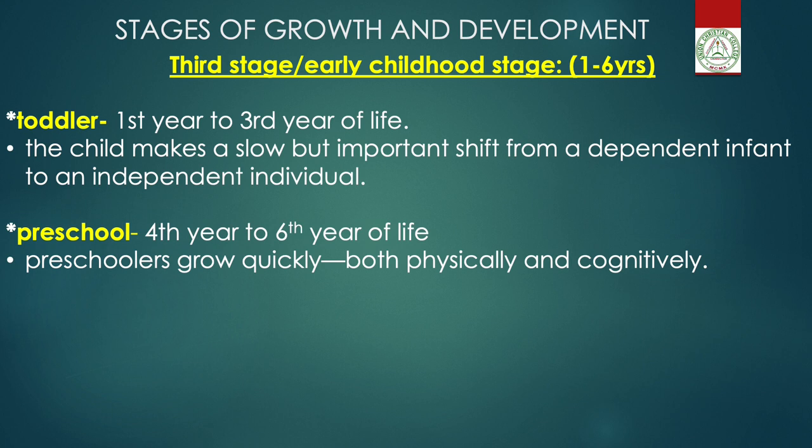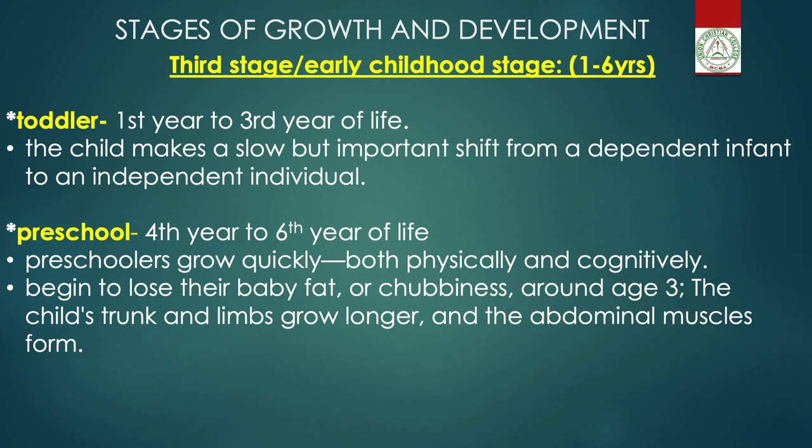The preschoolers also begin to lose their baby fat. They lose their chubbiness at around the age of 3. And the child's trunk and limbs also grow longer, and the abdominal muscles begin to form. It is not unusual for us to hear people commenting on a 4-year-old child that he has lost his chubbiness. That is normal because it is expected that preschoolers will lose their baby fats and chubbiness when they reach a certain age.